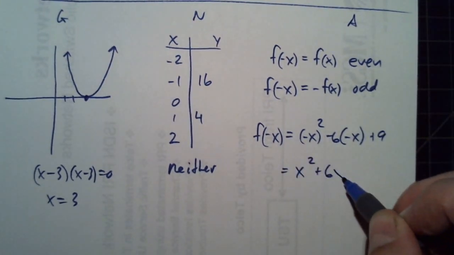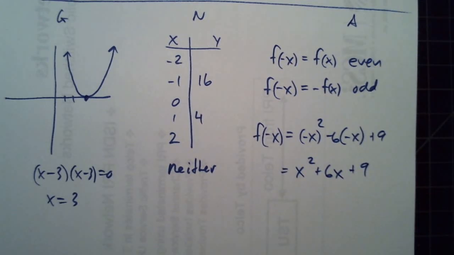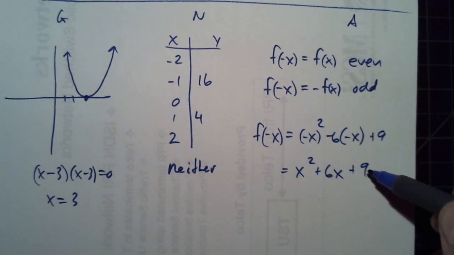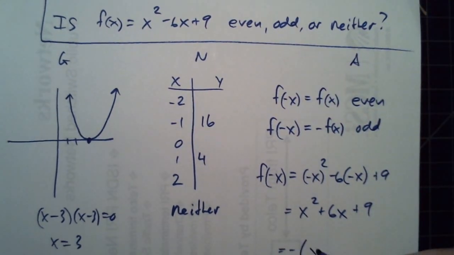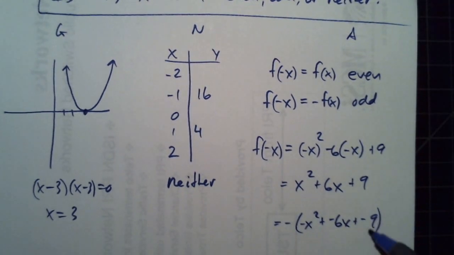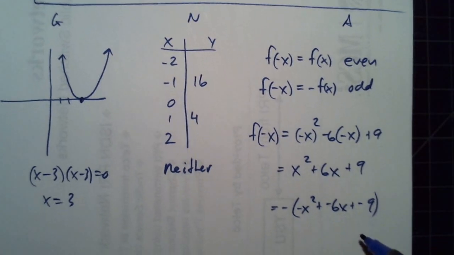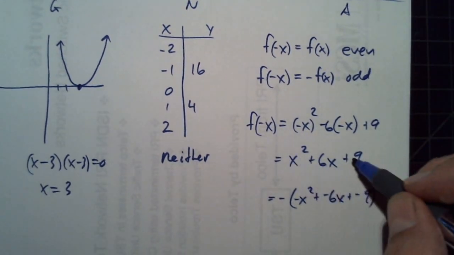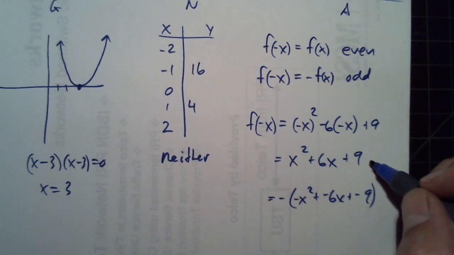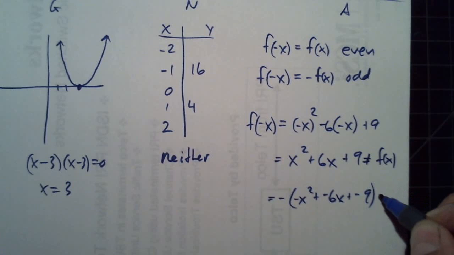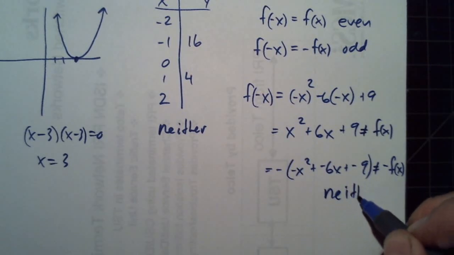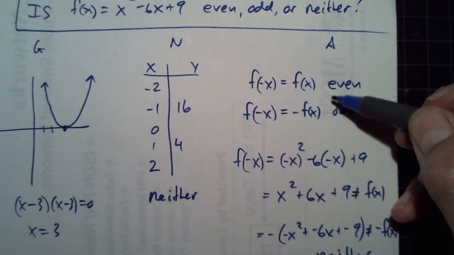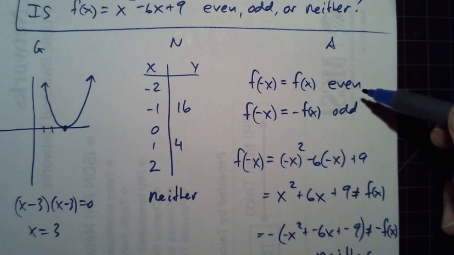Let's see how it simplifies. x squared plus 6x plus 9. Is this the same as the original? No. And if we factored a negative out of everything, is this the same as the original? And that's a no. So this says it's not equal to f of x. It's not equal to negative f of x. So that means it's neither. Neither of these was met, so we know it's neither even nor odd.